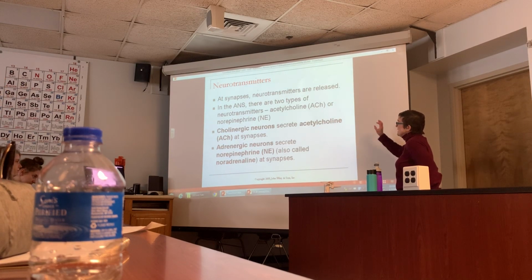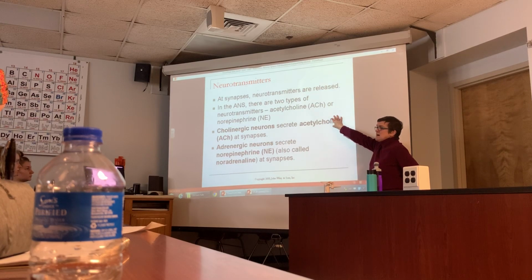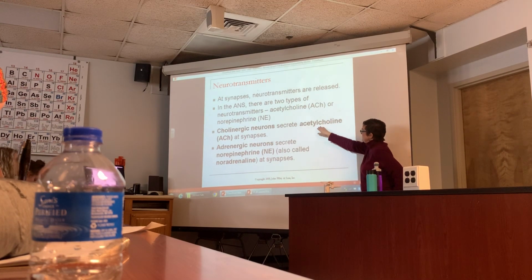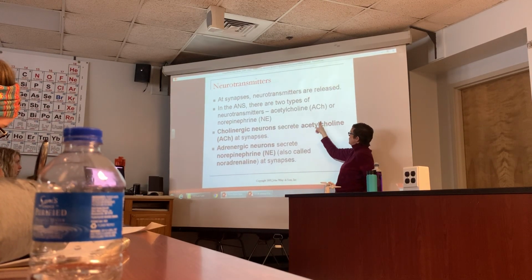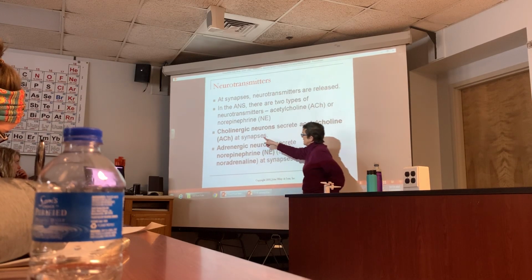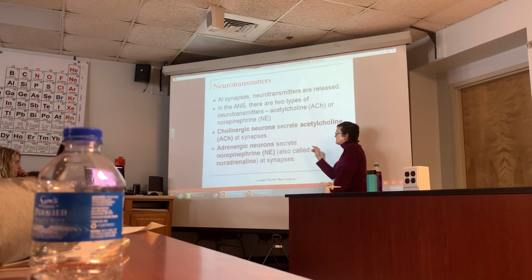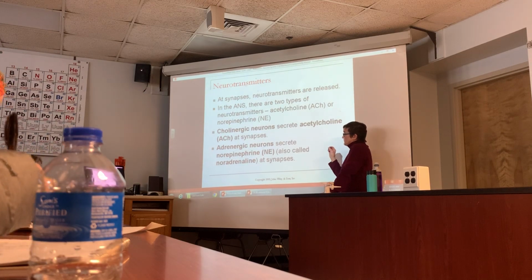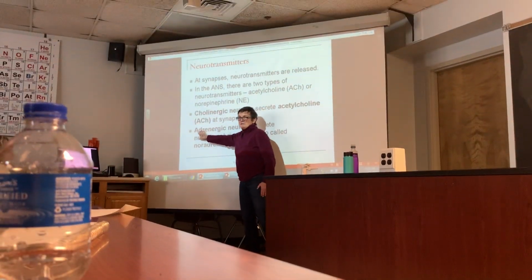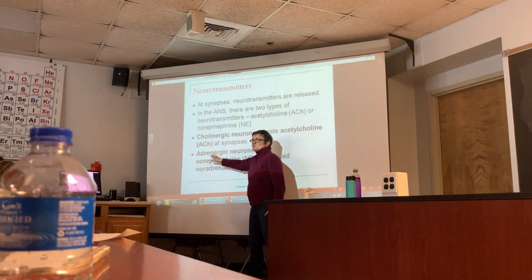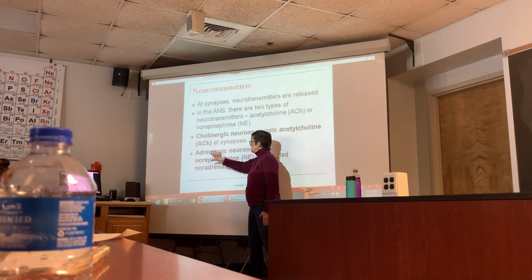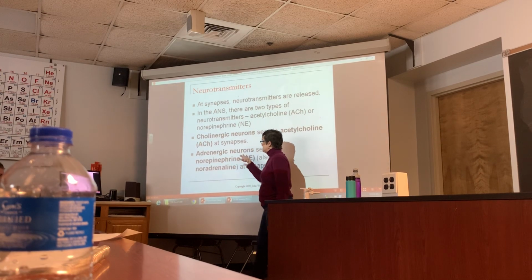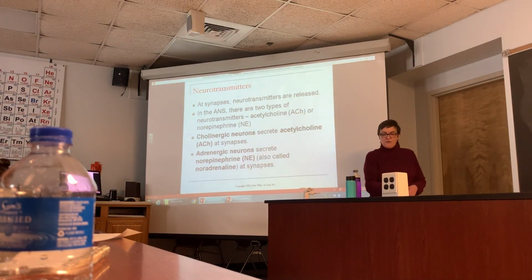So there are two types of neurons. Cholinergic means they are secreting acetylcholine, so if you think choline, cholinergic at synapses. Adrenergic neurons secrete norepinephrine. The adrenal glands produce adrenaline and noradrenaline, and that's a way to remember it, because noradrenaline is the same thing as norepinephrine. It's a little confusing, but adrenergic neurons do secrete norepinephrine at the synapses.